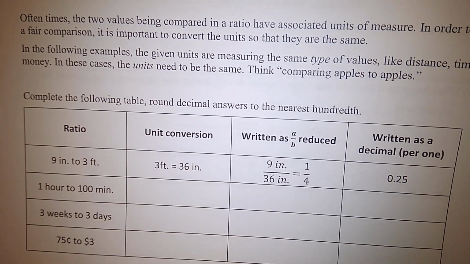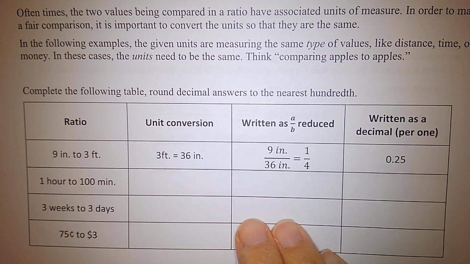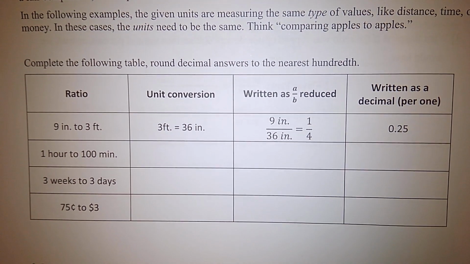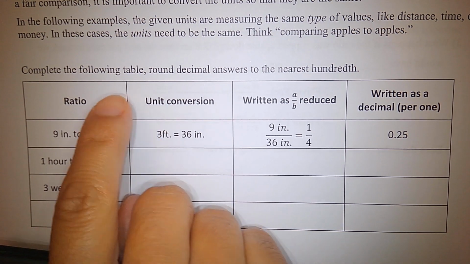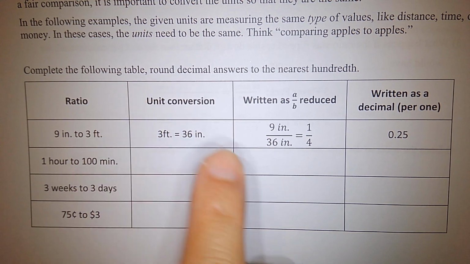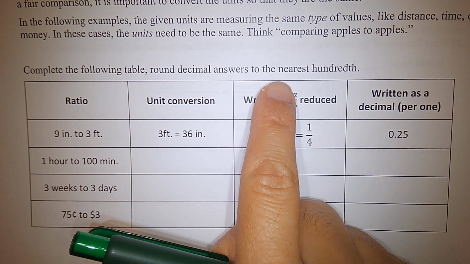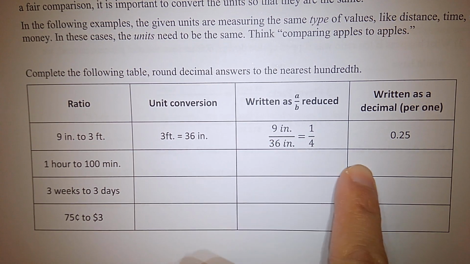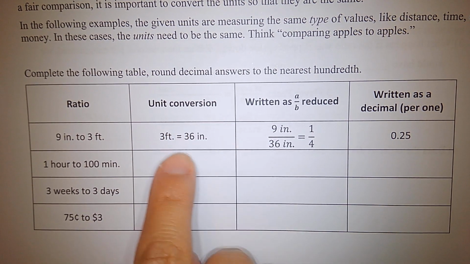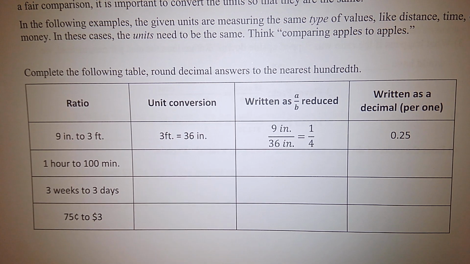Now let's look at the other table on the bottom of this page. This is page 12, okay? Alright, so complete the following table. Okay, round decimal number to the nearest hundredth. Okay, so let's do this line, please. Let's do the second line. They did the first line, you can read it later. Let's do the second line.